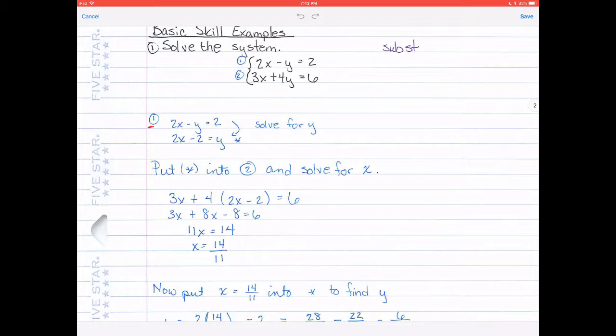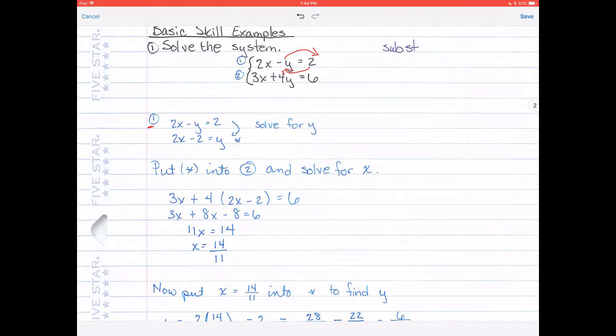We're going to solve the first equation for y, and then put that into equation 2. So if I solve the first equation for y, I'm going to move the 2x to the other side. Actually, what I did is I didn't move the 2x to the other side, I moved the y over here and the 2 over here. So I added y to both sides and subtracted 2 from both sides.